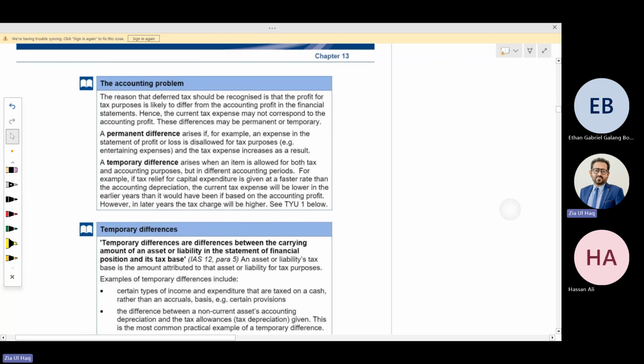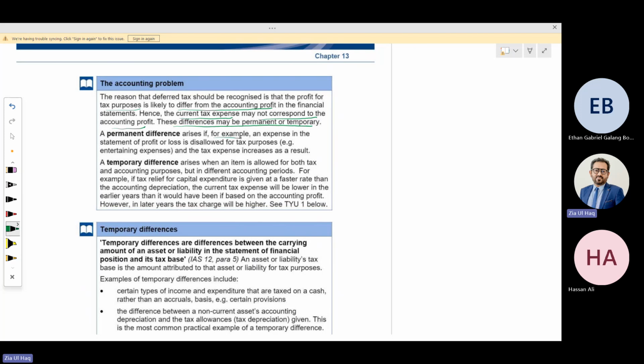We need to study this permanent difference and temporary difference. So the accounting problem, the reason that deferred tax should be recognized, is that the profit for tax purpose is likely to differ from accounting profit in the financial statement. Hence, the current tax expense may not correspond to accounting profit.